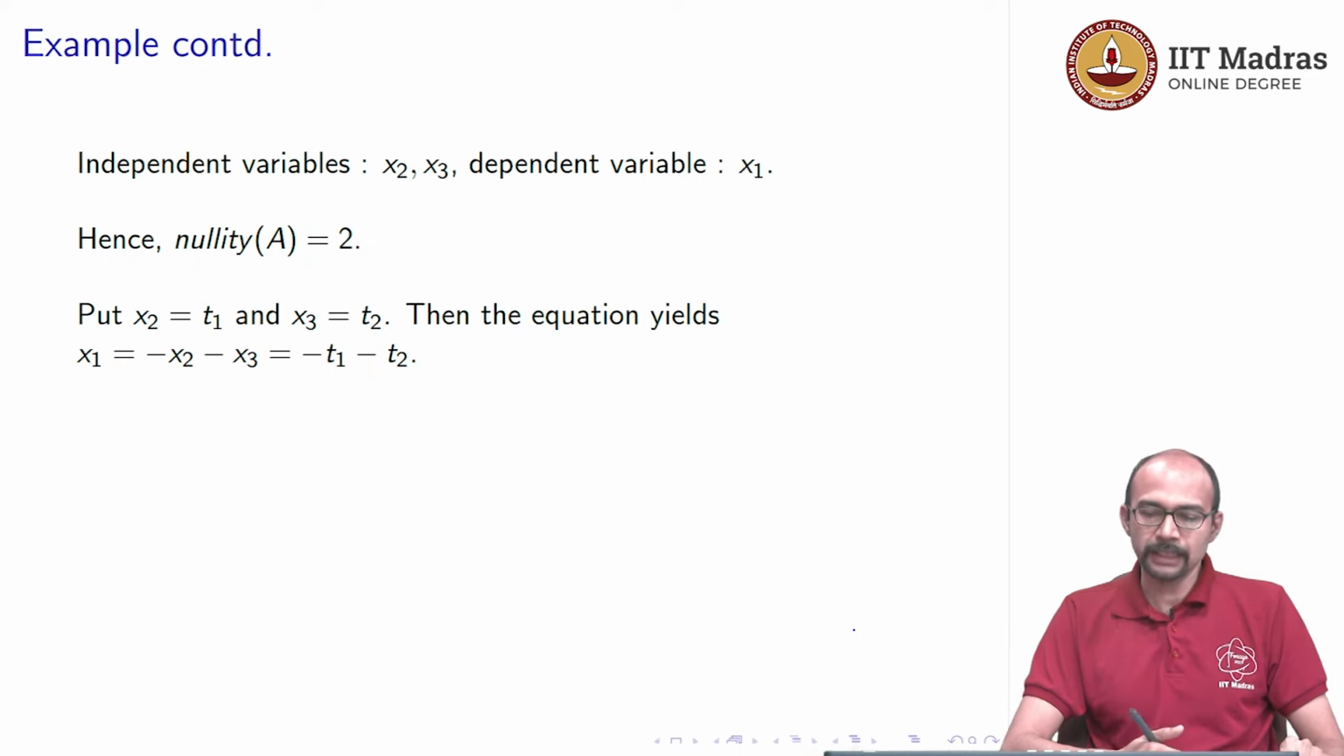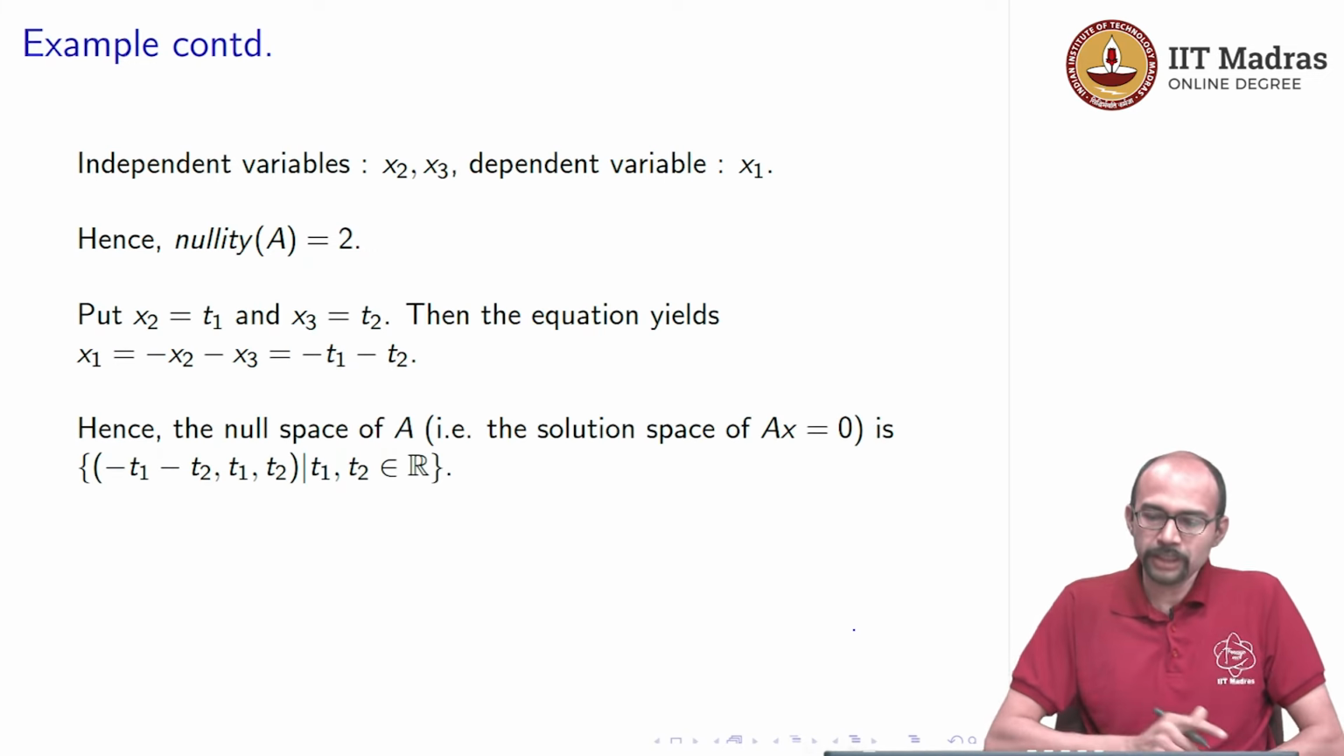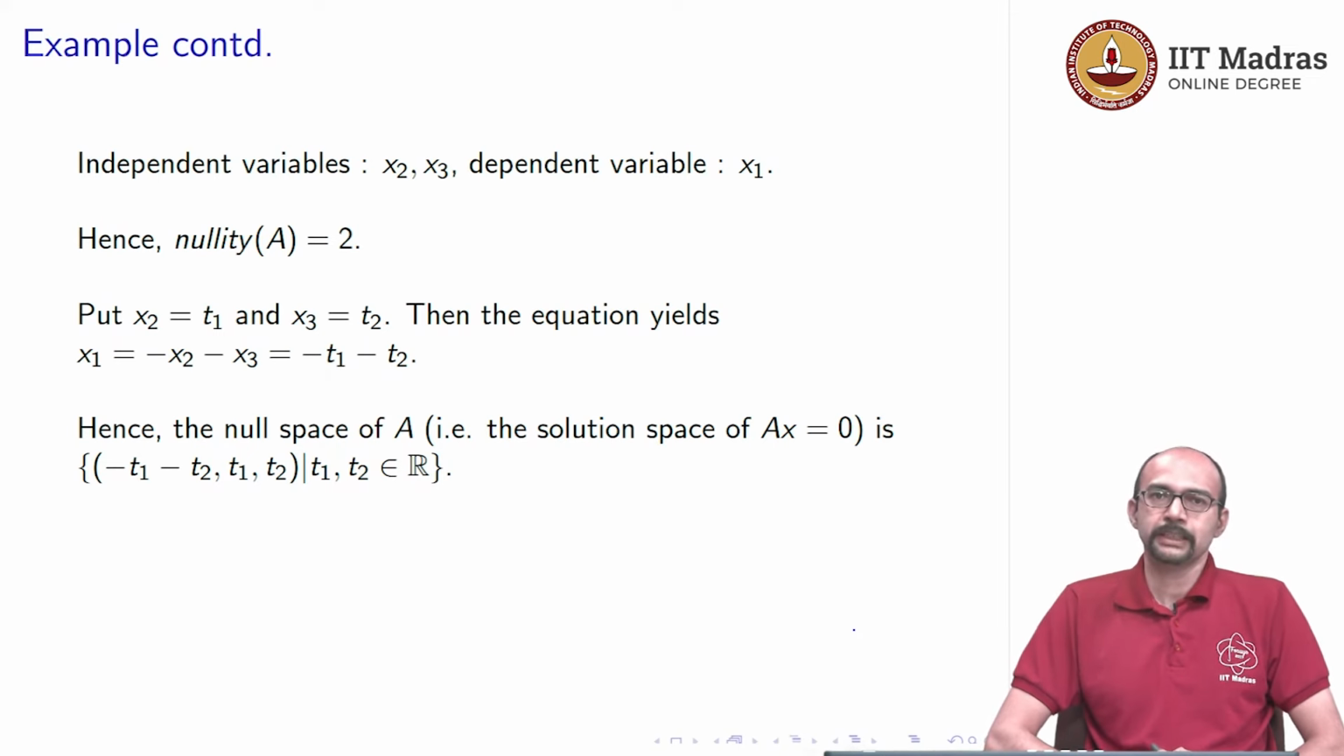Of course, what is x1? x1 you can obtain from the equation that we had for the reduced echelon form. Remember that the reduced echelon form was 1 1 1 0 0 0 0 0 0 0 0 0, that corresponds to the equation x1 plus x2 plus x3 is 0, which gives me x1 is equal to minus x2 minus x3. So, if you substitute t1 and t2 in place of x2 and x3, you get x1 is minus t1 minus t2. So, the null space of A is the set of vectors (minus t1 minus t2, t1, t2) as t1, t2 vary over R.